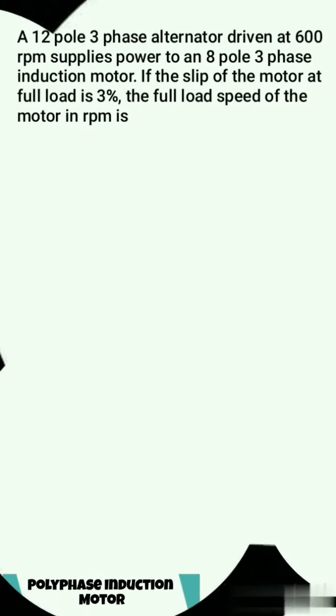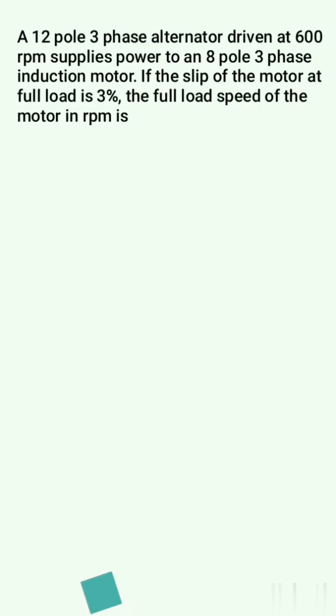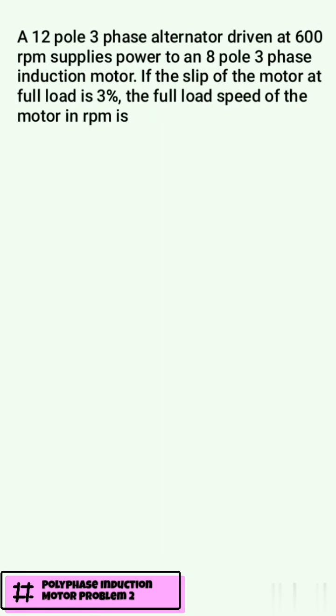A 12-pole 3-phase alternator driven at 600 RPM supplies power to an 8-pole 3-phase induction motor. If the slip of the motor at full load is 3%, the full load speed of the motor in RPM is. Now let's proceed to the solution.